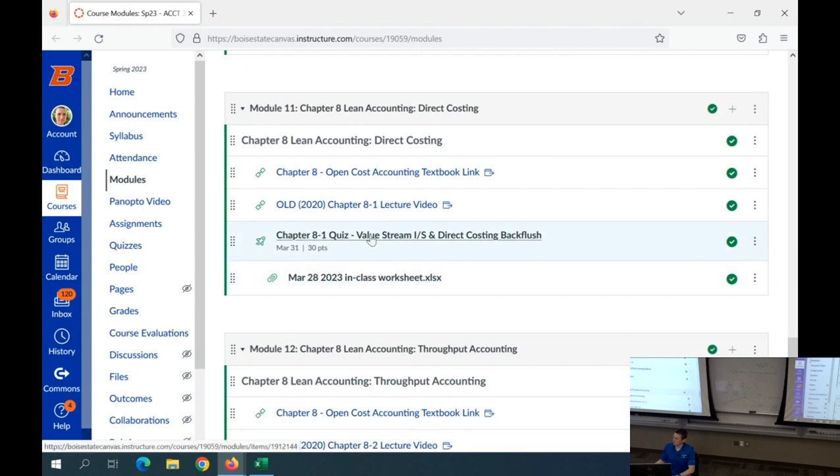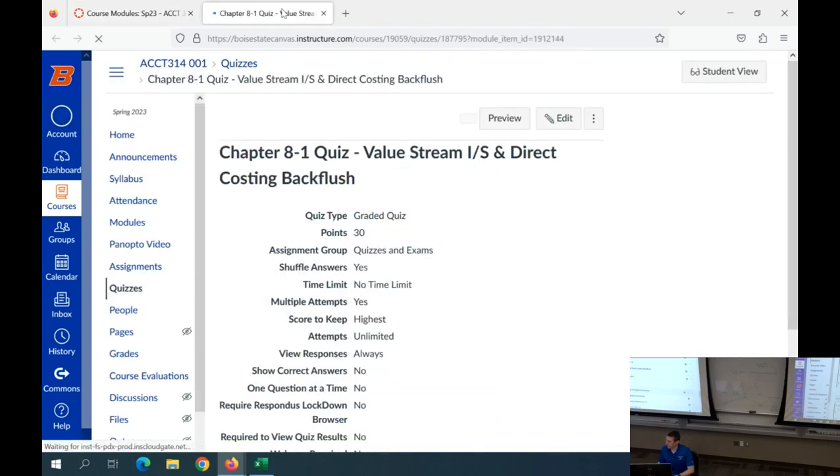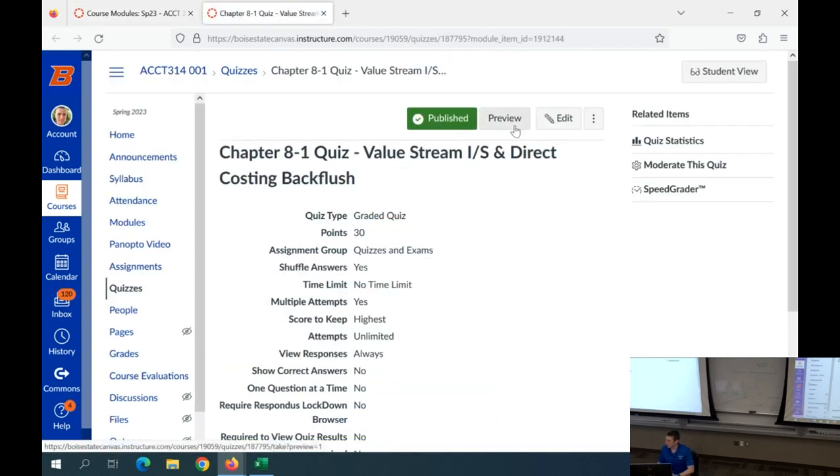Okay, so Chapter 8, value stream income statement and backflush costing with backflush with direct costing.